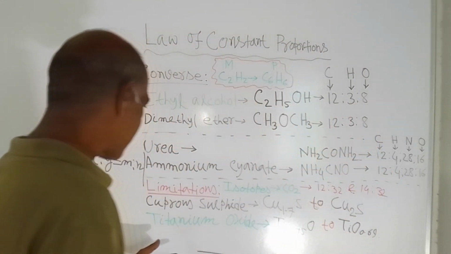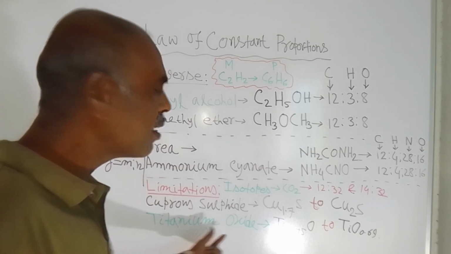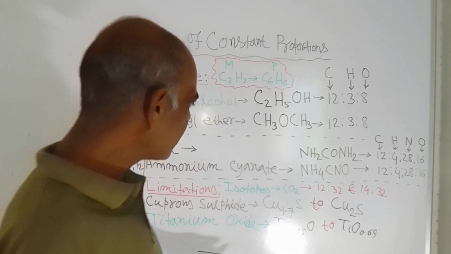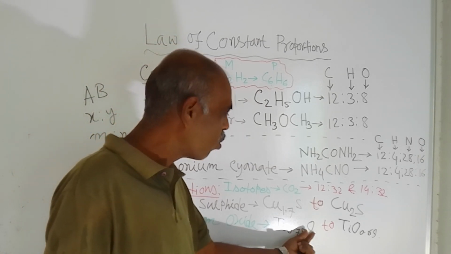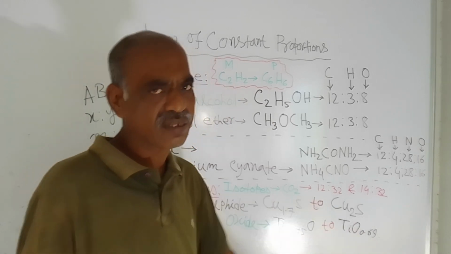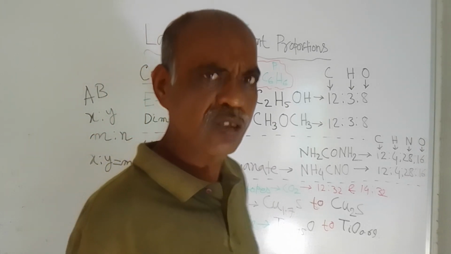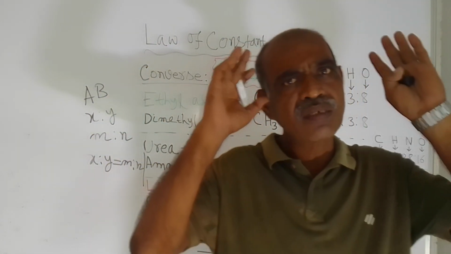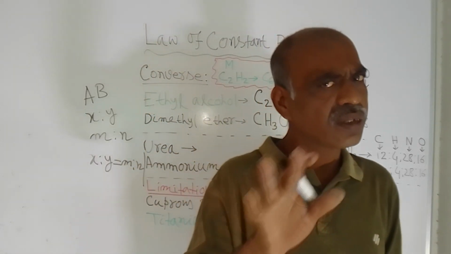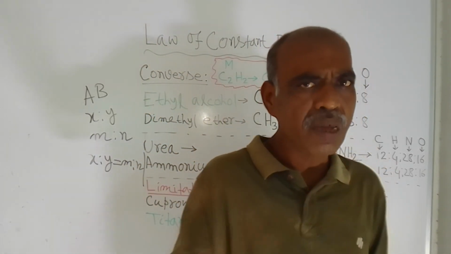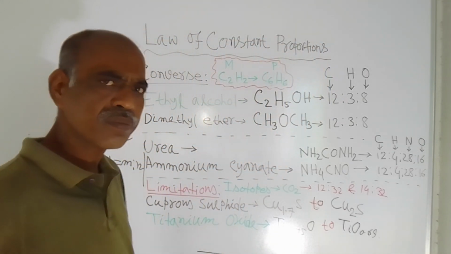And again, I have taken another example, titanium oxide. Here you can see the formula varies from TiO0.75 to TiO0.69. So since the formulae are different, therefore the mass ratios must be different. Mass ratios do not remain the same. So this is the limitation.